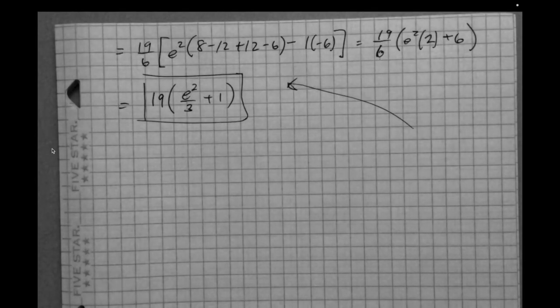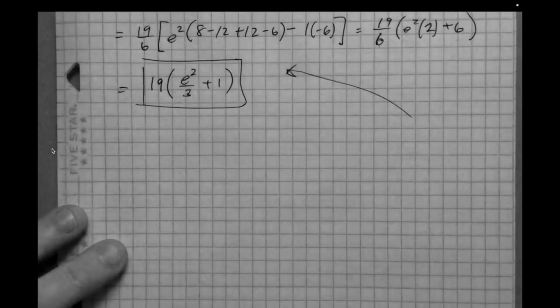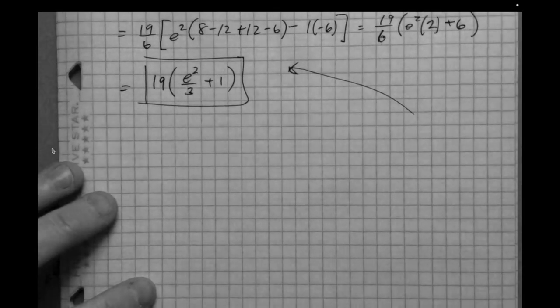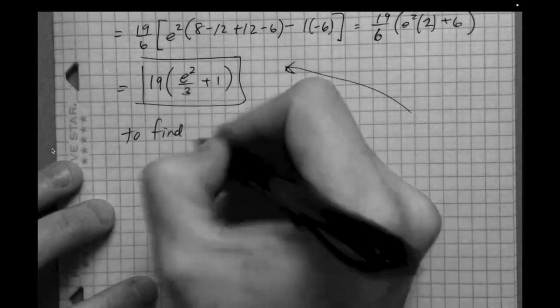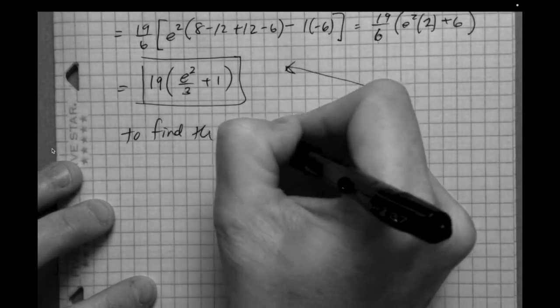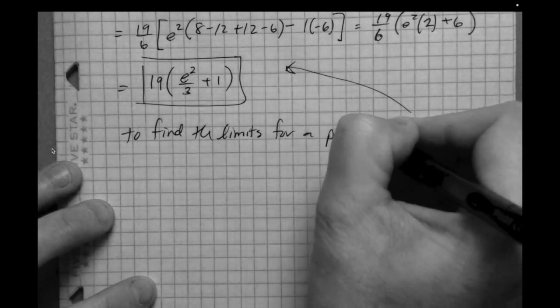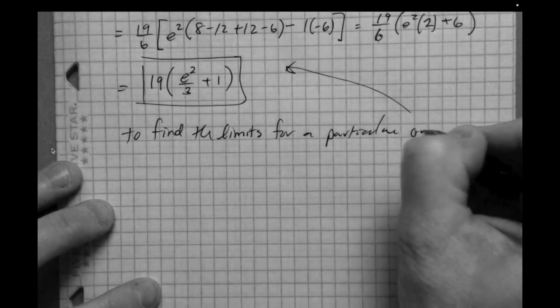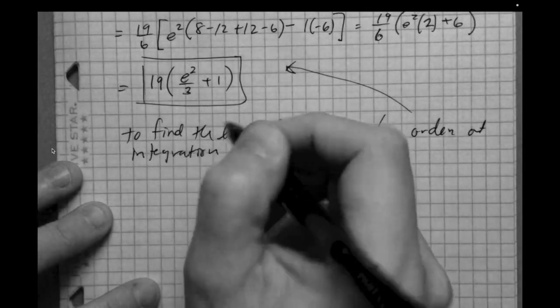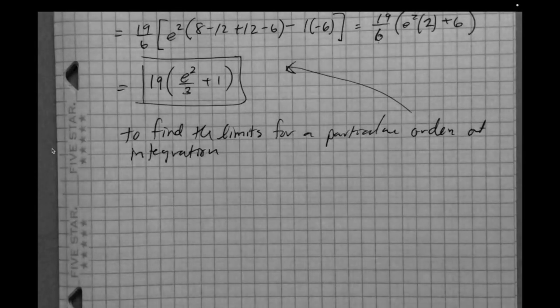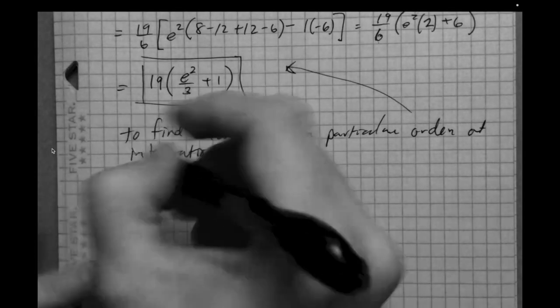now let's do an example where we have to start from a given solid and we have to evaluate what the limits happen to be. And so let's kind of start by just talking that through a little bit. So to find the limits for a particular order of integration, it's a good idea, in general, to begin with the innermost limits.